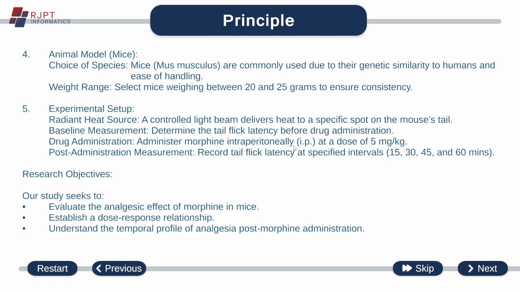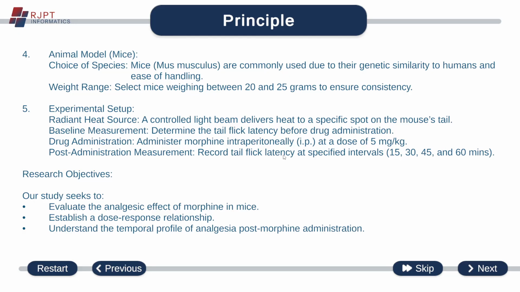The intraperitoneal route is the route where we inject our drug through a syringe into the abdominal region of the animal. We will study it later while performing the experiment. And the dose should be 5 milligram per kilogram. Post administration measurement: record tail flick latency at specified intervals of 15, 30, 45, and 60 minutes.